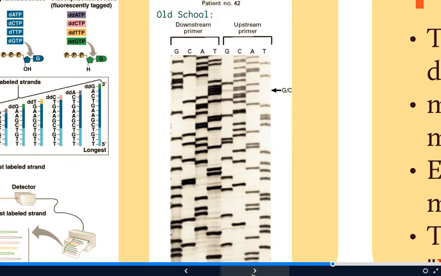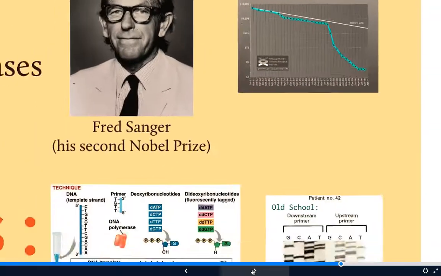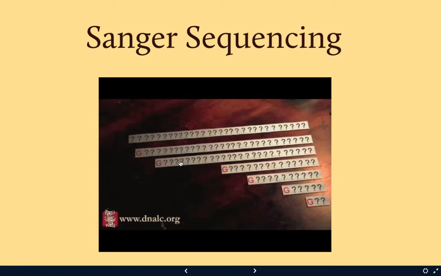This is the old school method, where you'd have these printouts that were really long, and you had to work your way backwards. Thankfully, this is not something you have to do anymore. The cost for doing this has gone down tremendously. A couple hundred dollars and you can have your DNA sequenced. So let's take a quick look at Sanger sequencing.